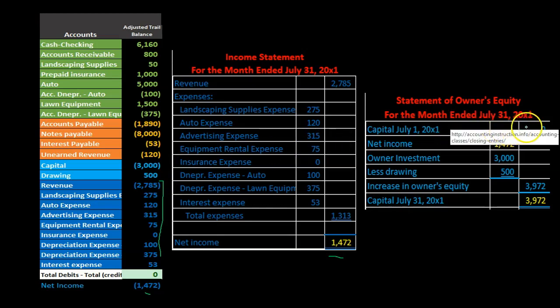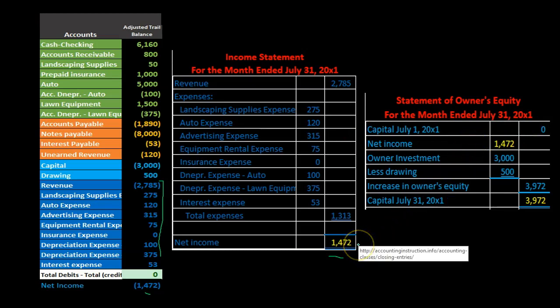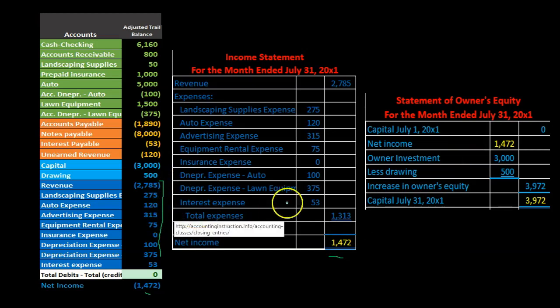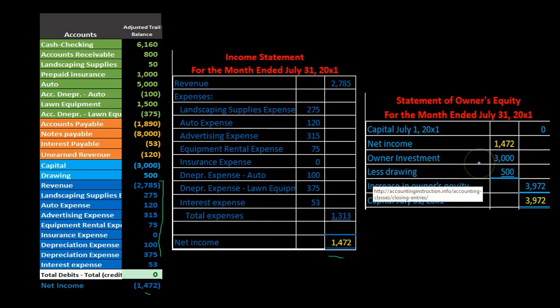So we've got a 0 for the beginning balance. We've got the net income drawn from the income statement, which is also just all of these accounts. And then we have the owner investment in this case, which is included here. That's the investment from the owner, less draws, which is there. That gives us our change in the balance. So it went from 0 up to 3,975.